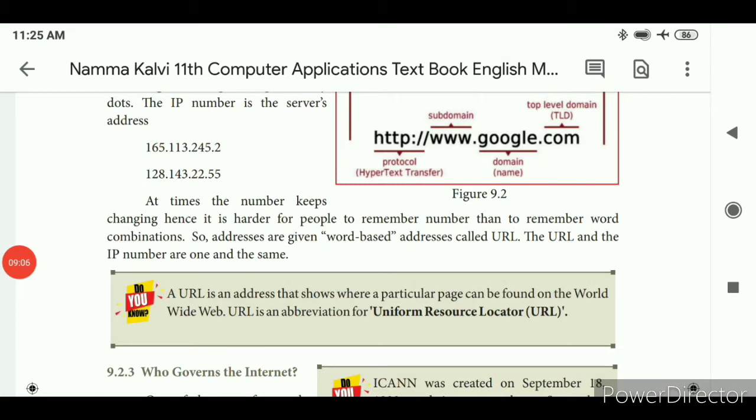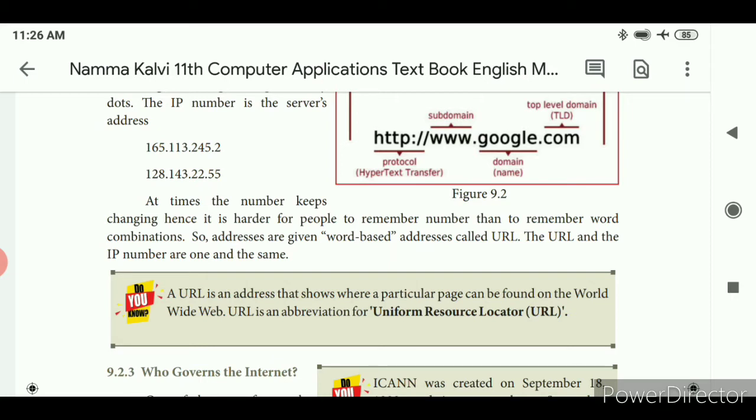For a human being it is not possible to remember all the numbers, to remember and type numbers for each and every website ID. So instead of using those numbers, we use combinations of words. That combination of words is called a uniform resource locator. So instead of 165.113.245.2, we type http. It's already there in the system, so we type only the domain name.